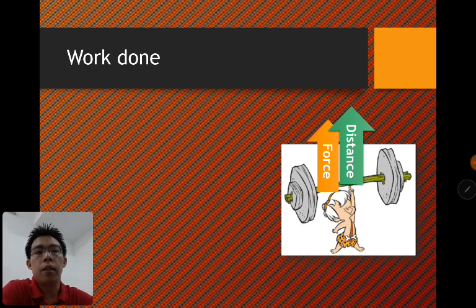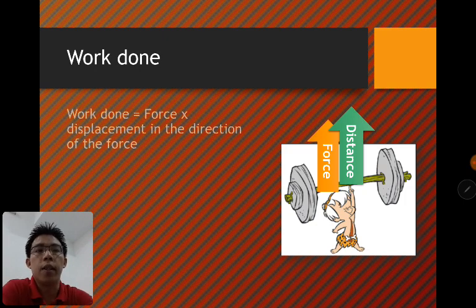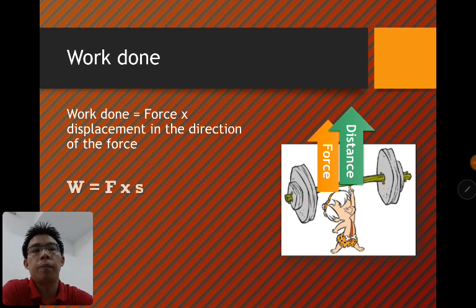Now let's look at the definition of work done. In work done, there are two quantities. One is the force and one is the distance. Basically, it is the product of the force and the displacement in the direction of the force. Sometimes we say distance moved in the direction of the force. Which means that, as you look at the picture on the right hand side, these two components should always point in the same direction. So W equals F times S, or F times d sometimes.